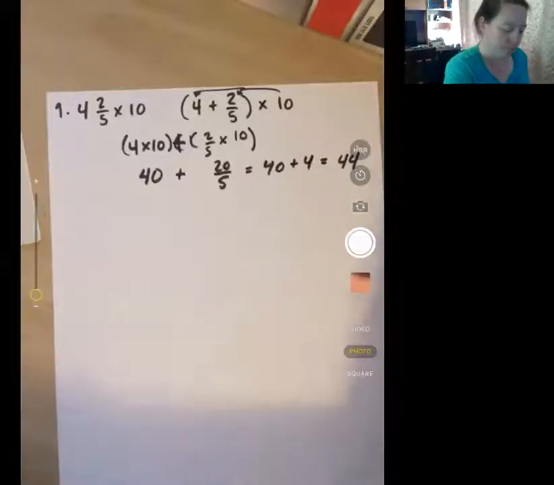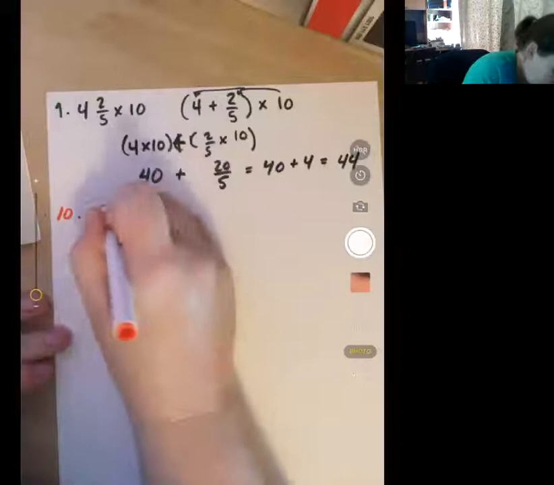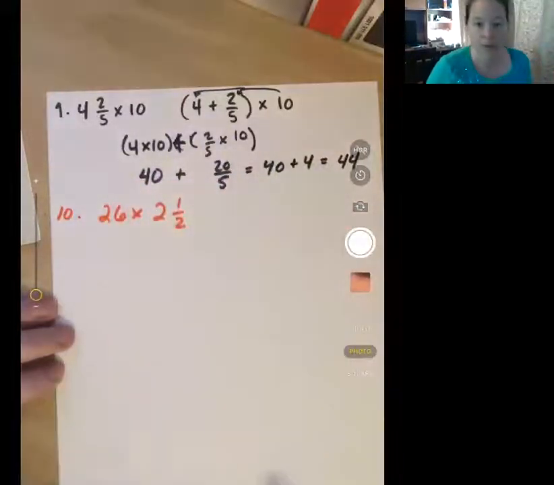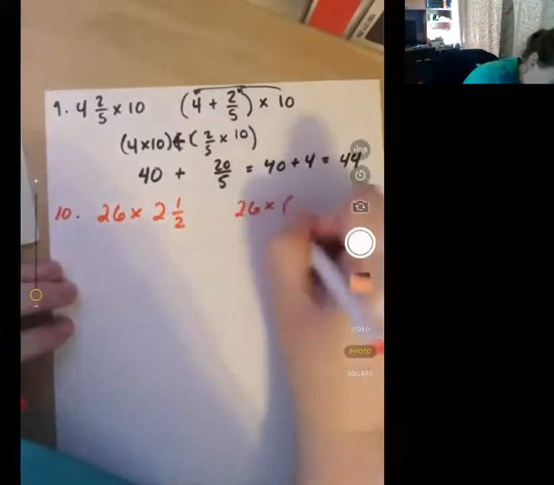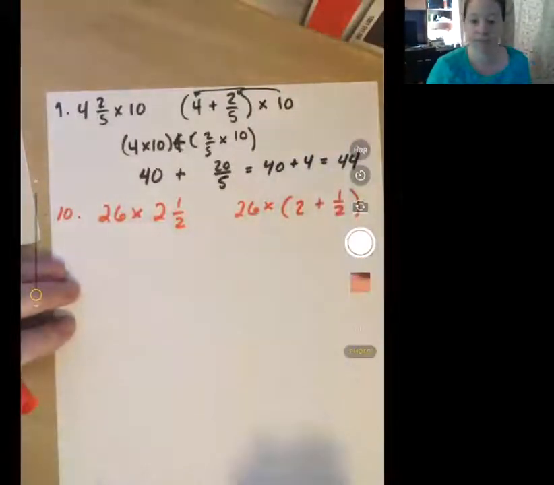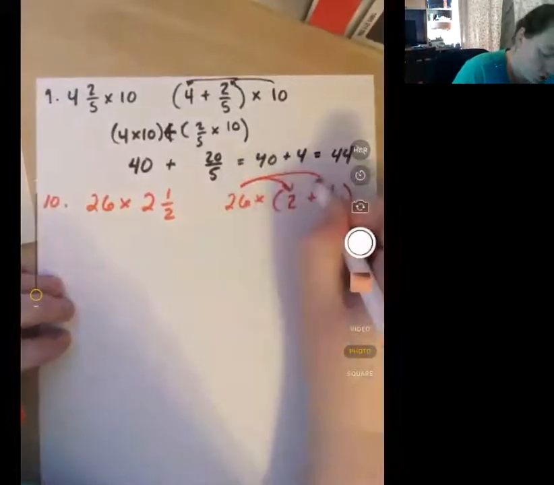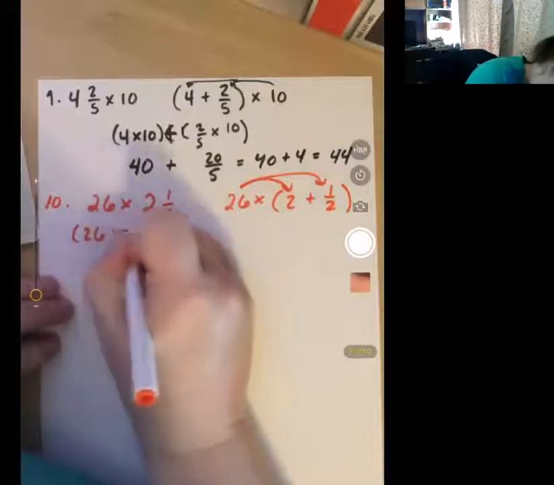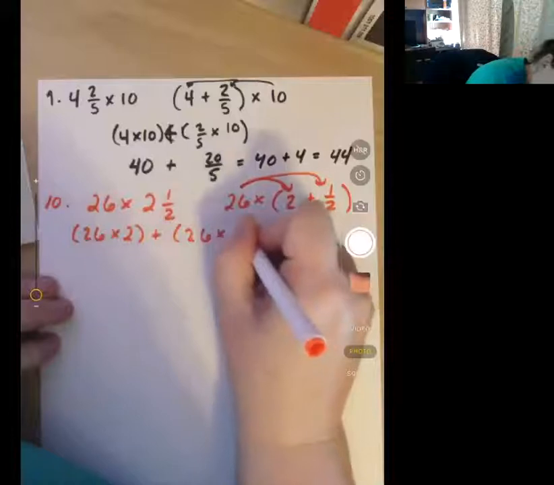Number 10. 26 times 2.5. So let's set this up. 26 times 2 plus 1/2. Okay? Now I can distribute. So I now have 26 times 2 plus 26 times 1/2.